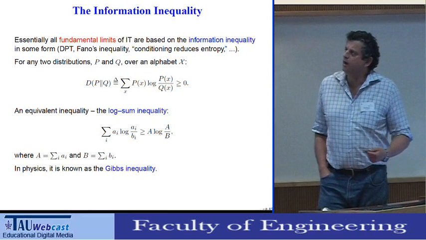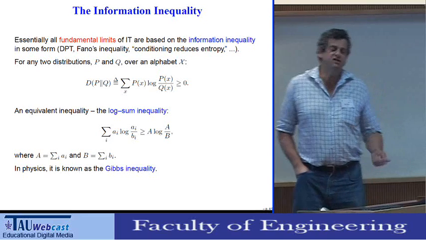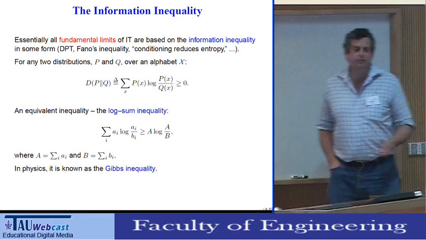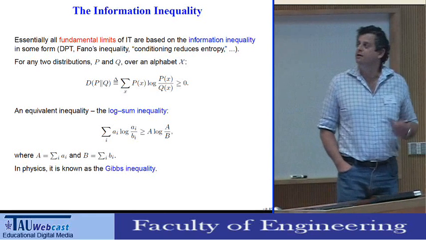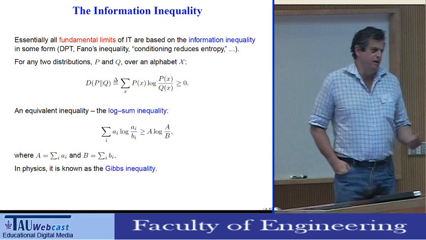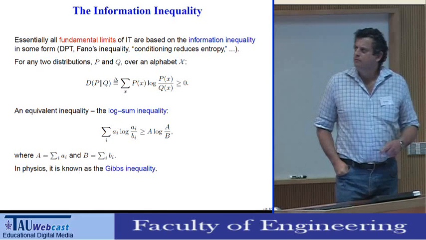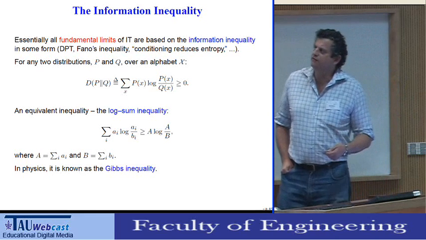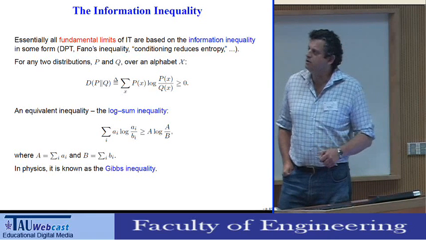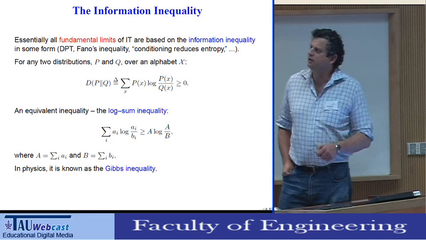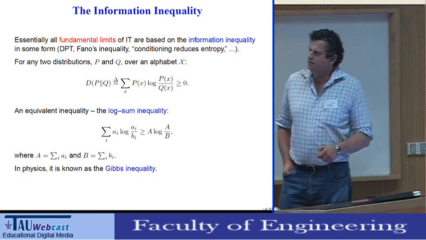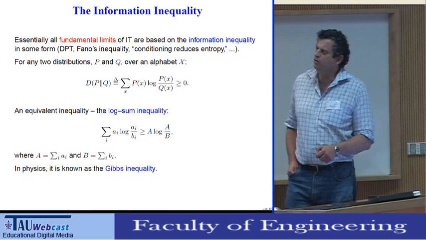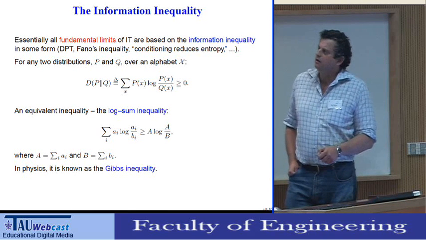But the point is that I think that all the fundamental limits of information theory, or virtually all of them, which are given by the converse theorems, are based in some way or the other, whether it's called the data processing theorem or Fano's inequality, or the fact that conditioning reduces entropy. These are all forms of the very basic inequality of information theory, which is called the information inequality, telling us that the divergence, or the Kullback-Leibler distance between two distributions P and Q, which are defined this way, can never be negative.